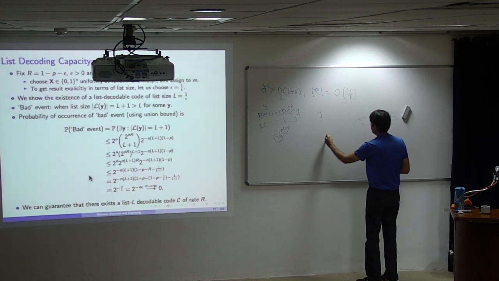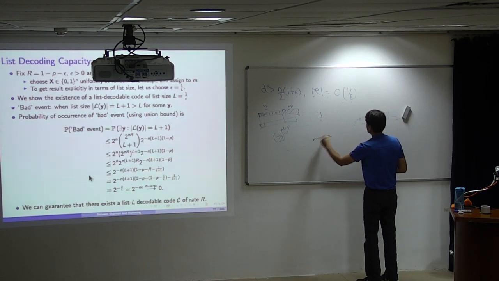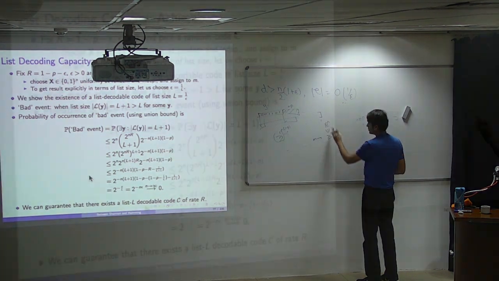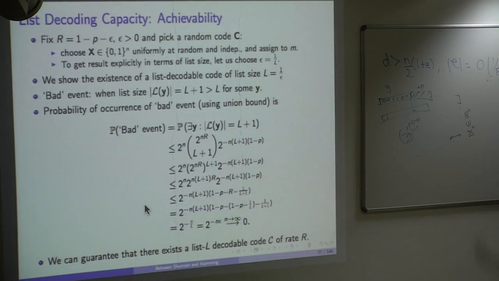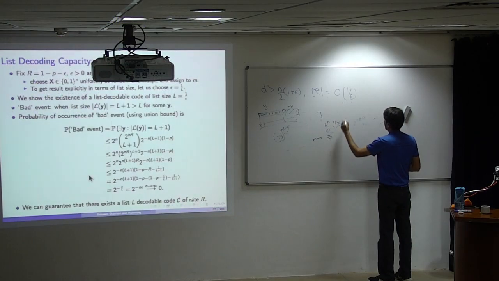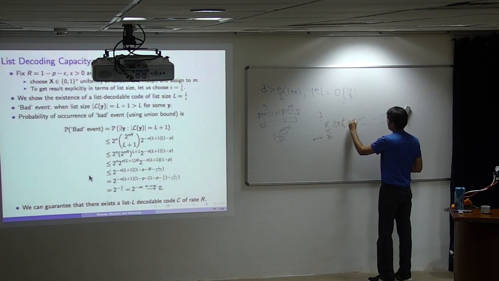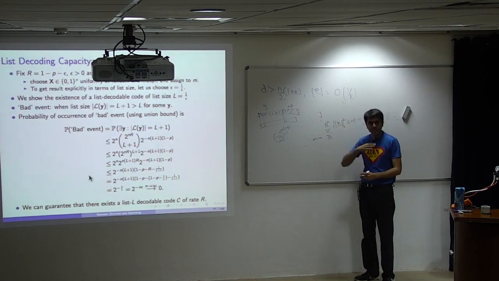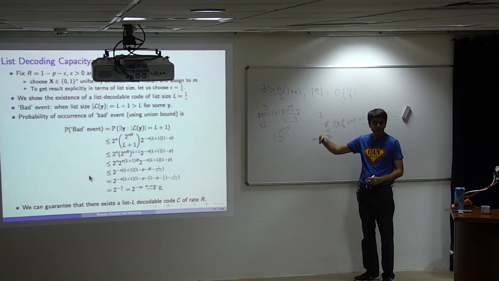So the message is encoded to some x^n, which is now in R^n, a vector of length n. Also, the norm of this vector squared is less than np. So basically, you can transmit a sequence of real numbers of magnitude at most np.